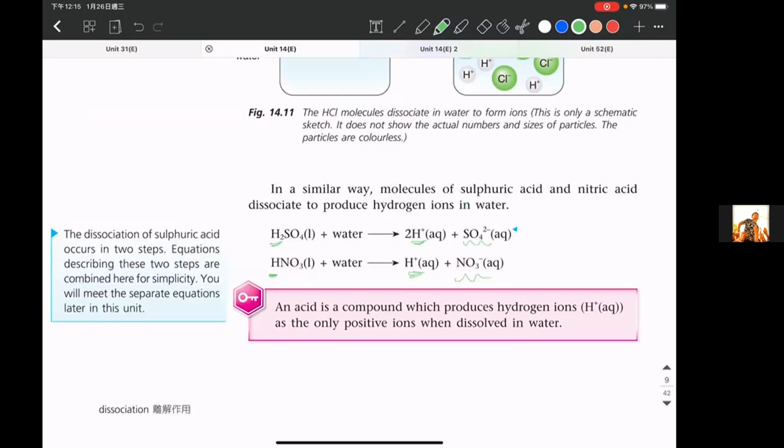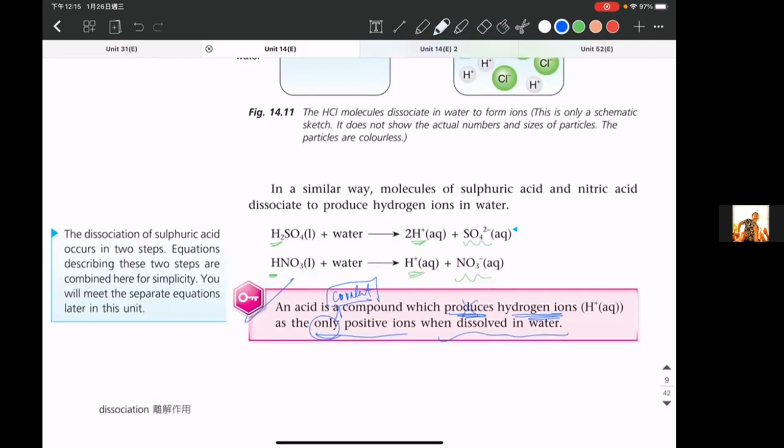So somebody will say that acid is just a covalent compound. Yes, that's right. No matter what form it is, no matter what physical state it is, it's still a covalent compound. And it will produce hydrogen ion as only positive ion. Do you see the word only? Only positive ion when dissolved in water.